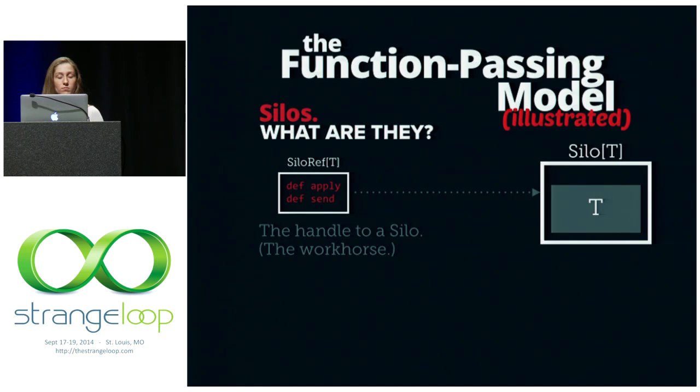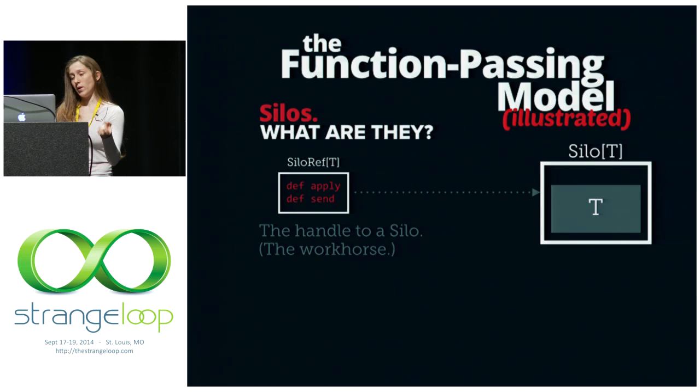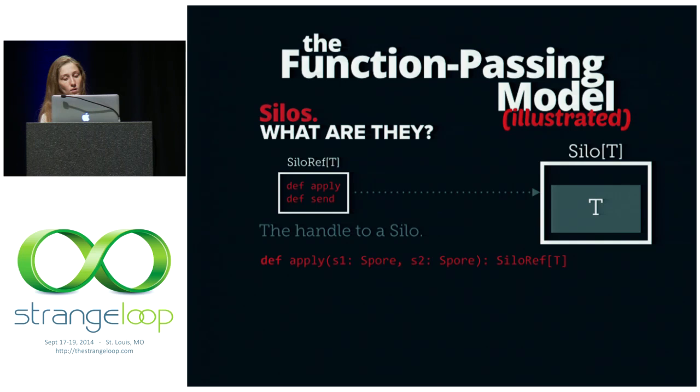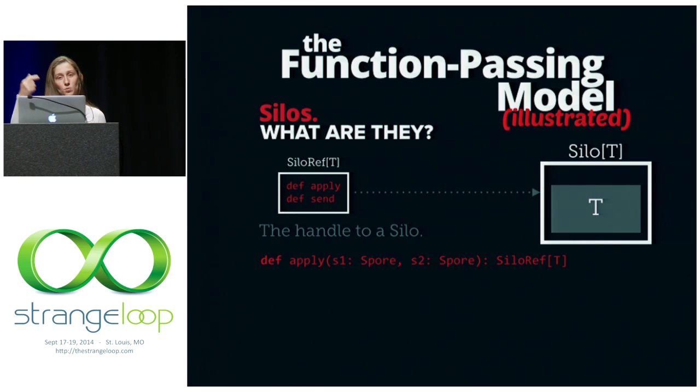Much like an actor system, you have a reference that you should be dealing with locally that points to this thing that should be on some other machine. And this handle, this reference, is sort of like the workhorse where you do all of the work on your distributed data. You basically queue up operations, and you use this to asynchronously control what gets applied to your data.